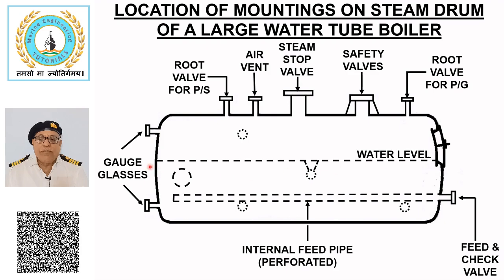Gauge glass. Purpose of gauge glass is to indicate the water level inside the steam and water drum. Each boiler is equipped with two sets of gauge glasses for reliable operation of boiler. Additionally, a remote level indicator is usually installed in the engine control room. Different types of gauge glasses equipped on the boilers will be discussed later.